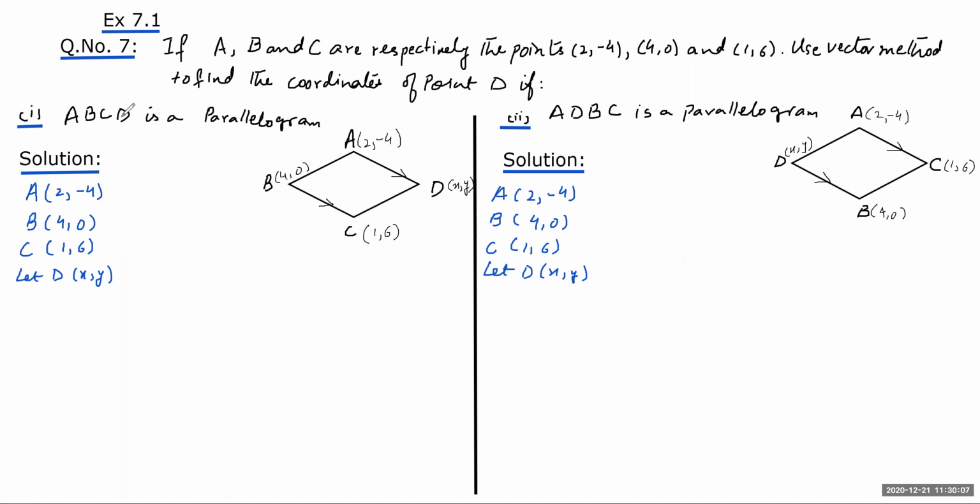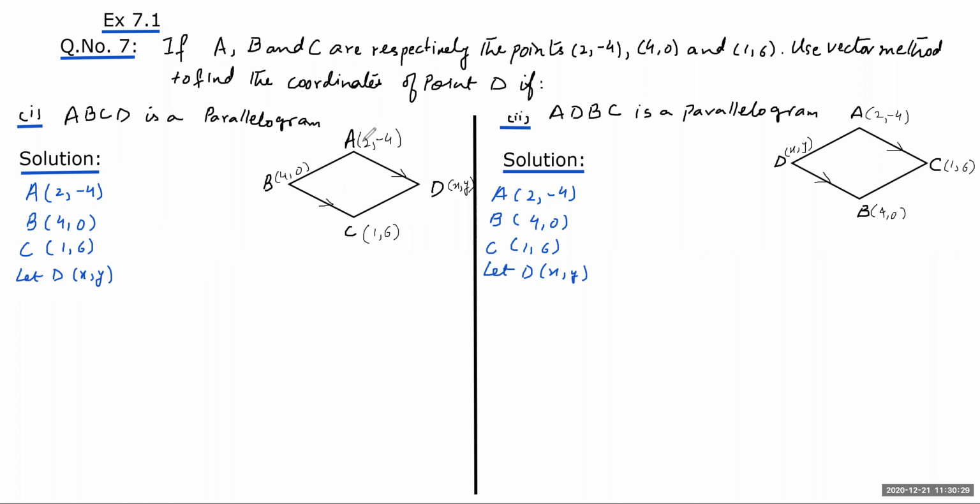So we start with the first part. We start the solution. We are given that ABCD is a parallelogram. Coordinates of point A are (2, -4), of point B are (4, 0), of C are (1, 6), and let the coordinates of the unknown point D be X and Y. We draw a parallelogram, we name it as ABCD.